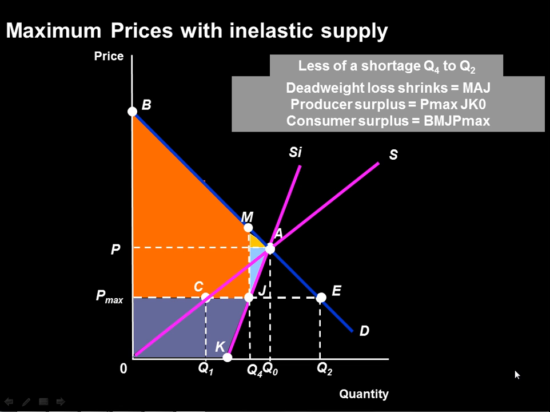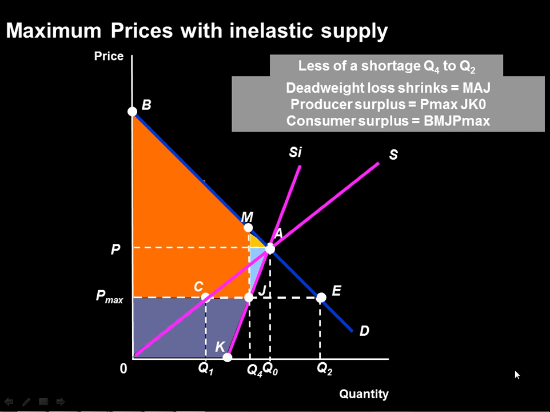What about consumer surplus? Well, again, because of the inelastic supply, this allows for a greater consumer surplus. And what we get here is consumer surplus of B M J P max. The deadweight loss is actually a lot less than would be the case under having a supply curve S and the demand curve D with this particular rent control of P max.